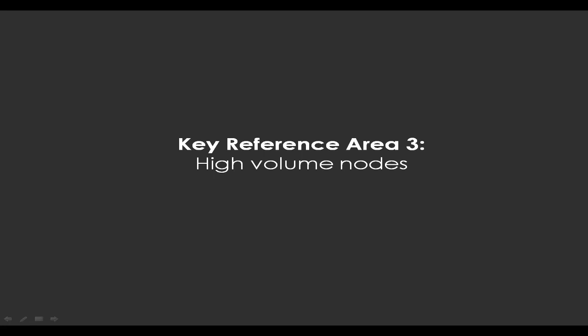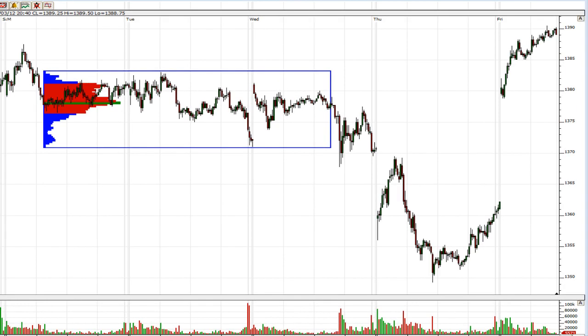Alright, let's talk about key reference area number 3, which is high volume nodes. And when I say high volume, I'm talking about horizontal volume. So let's just jump right into the charts and take a look at what this key reference area is all about.